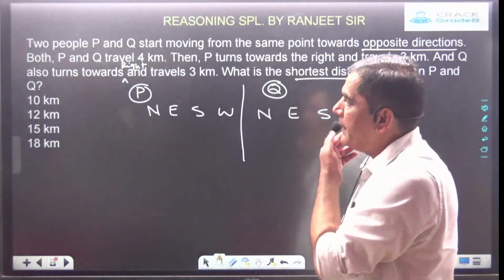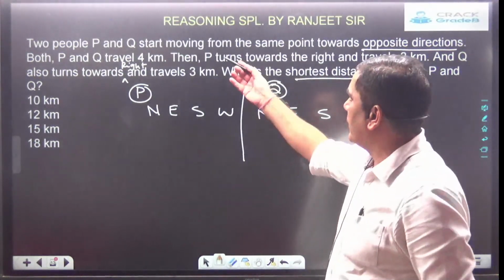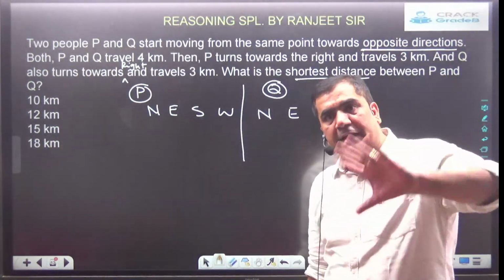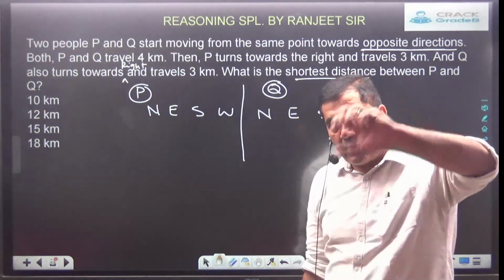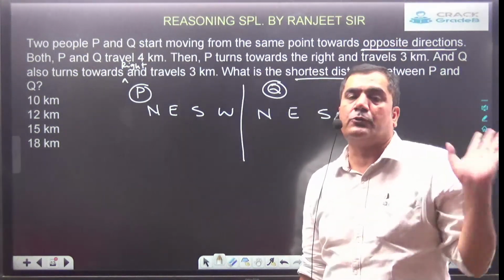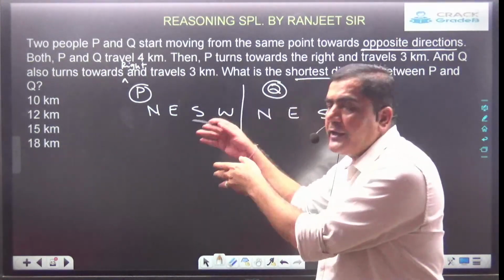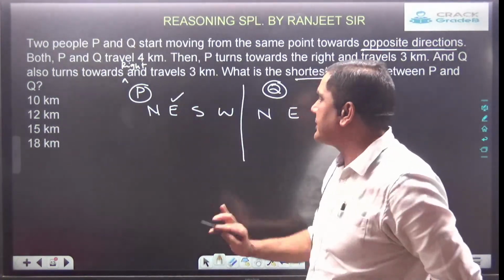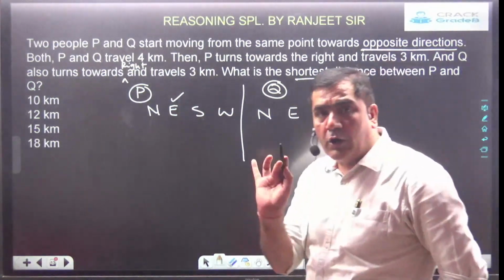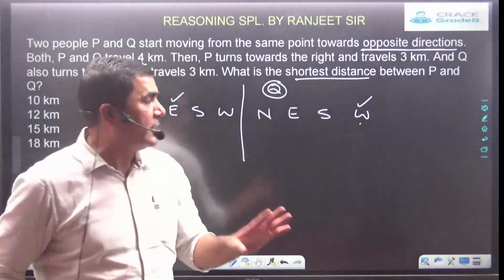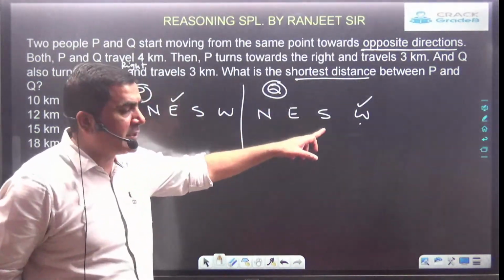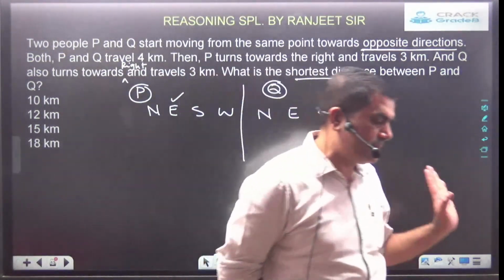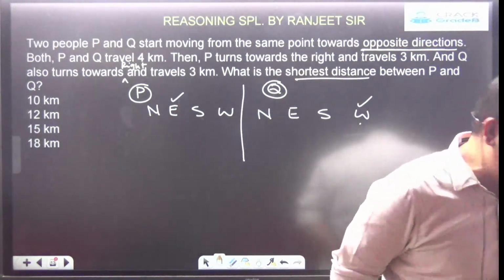See here they are saying two people P and Q start moving from the same point towards opposite direction. Opposite means what? One will go towards east, other will go towards west. Or one will go towards north, other will go towards south. Any direction you can assume, any direction you can take. For the convenience part, I am assuming P starts from east and Q starts from west. Always you have to take the opposite. Also here in this case, you can take P to be north and Q to be south. You can take P to be west, Q to be east. Answer will always come out to be the same.